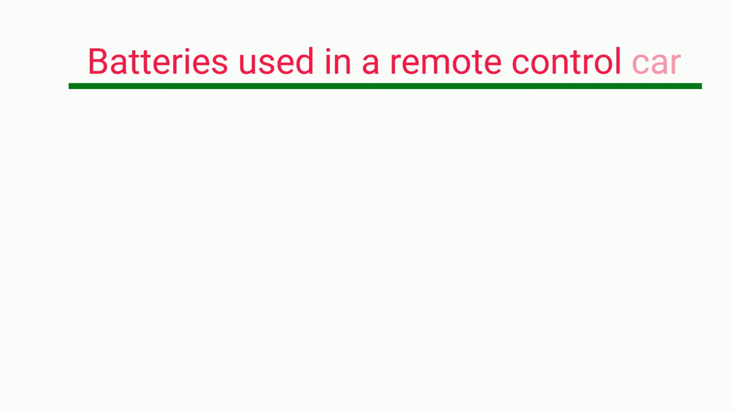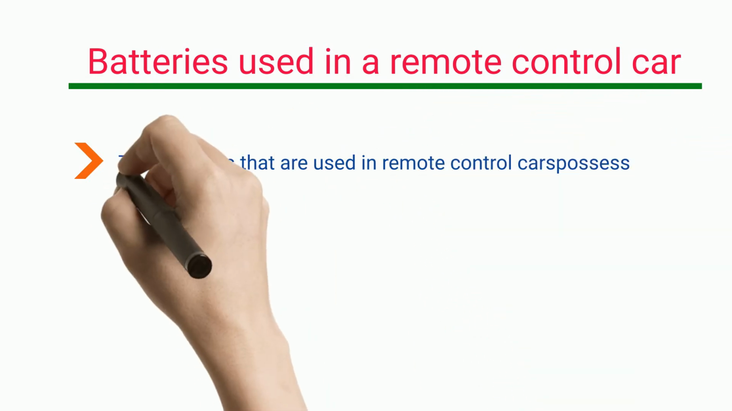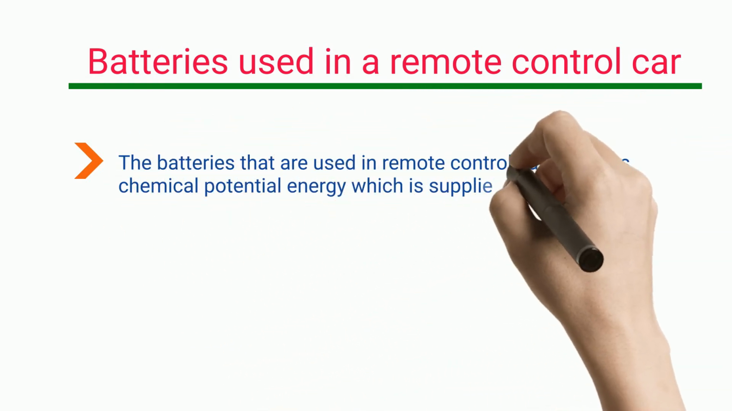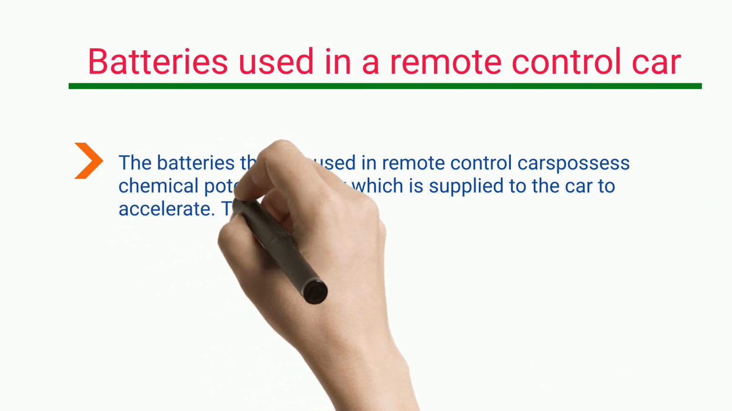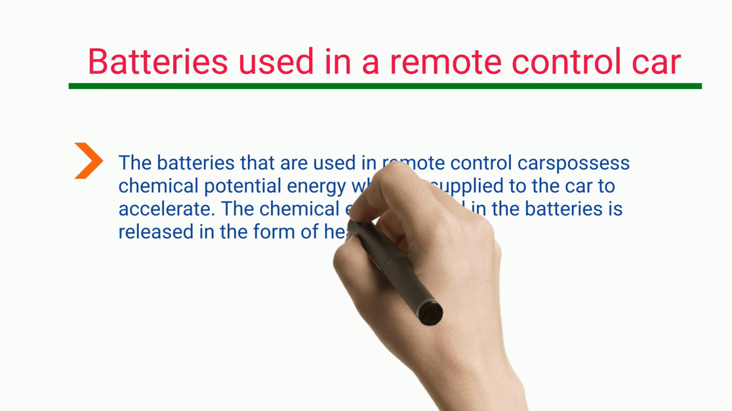Batteries used in a remote control car. The batteries that are used in remote control cars possess chemical potential energy, which is supplied to the car to accelerate. The chemical energy stored in the batteries is released in the form of heat and light through a chemical reaction.